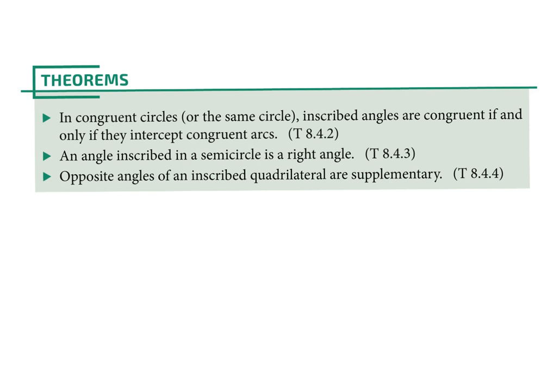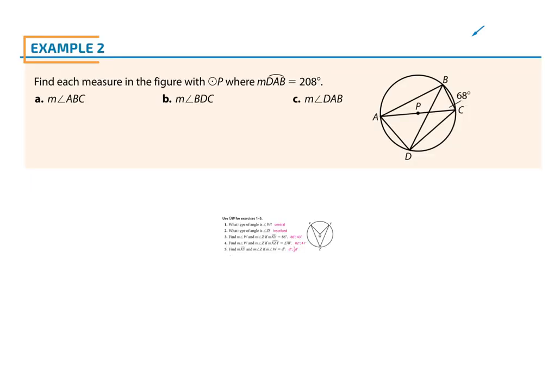Opposite angles of inscribed quadrilaterals are supplementary. So inscribed quadrilaterals have the same theorems as the other ones. Those are actually going to be supplementary, or they add up to 180, because if it's inscribed as a rectangle, that means it has to be hitting two sides of that circle.